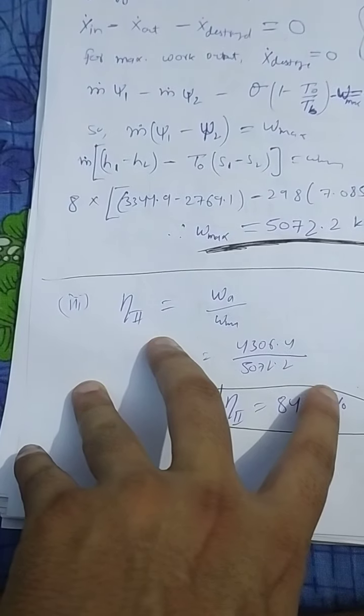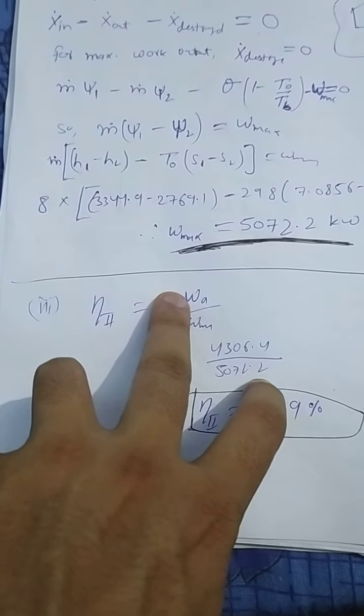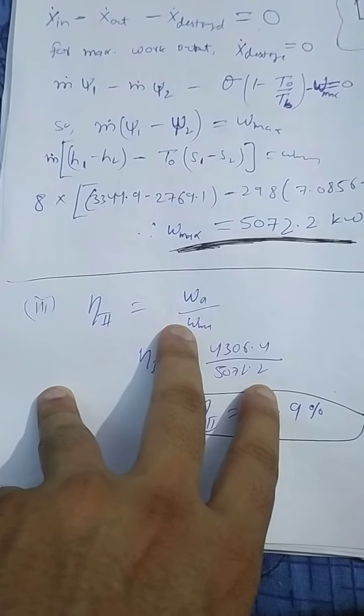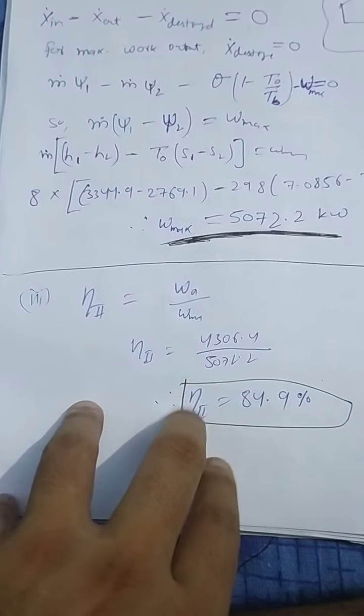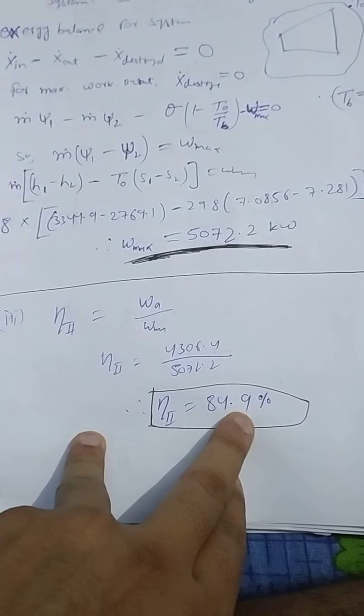Now the second law efficiency is the actual power output divided by the maximum power output. The actual power is given, and we get a second law efficiency of 84.9%.